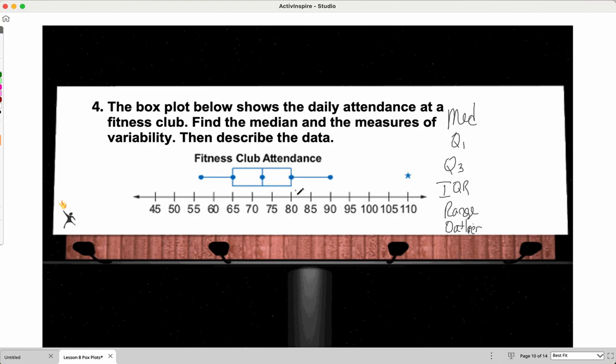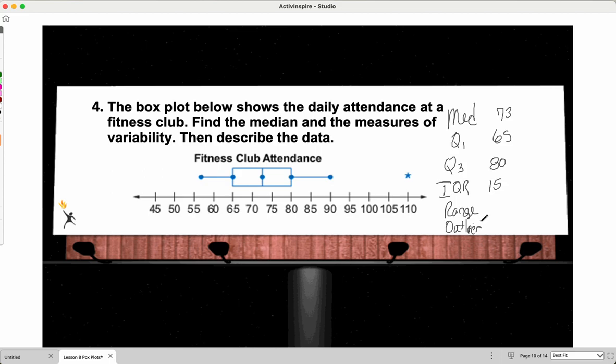So we're looking at this fitness club attendance. We're going to say daily attendance is probably 73. Since we can't have half a person, we're going to say it's 73. I'd also accept 72. My Q1, the lower 25%, is 65 people. My upper 25% starts at 80 people. That means I have a swing of about 15 people in the middle 50%.